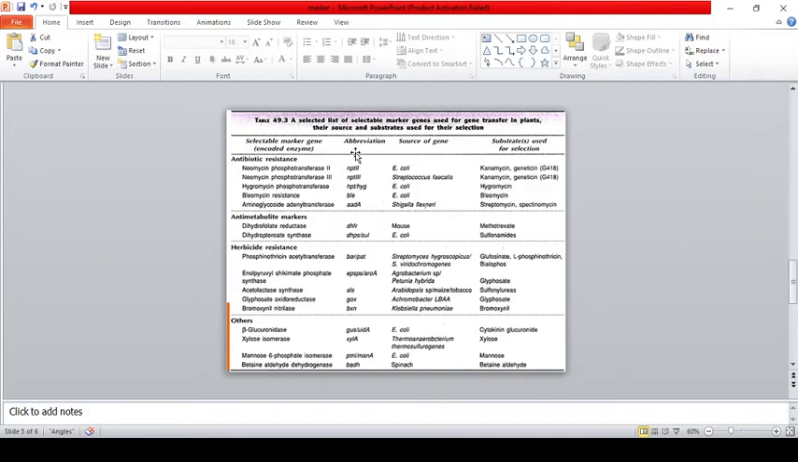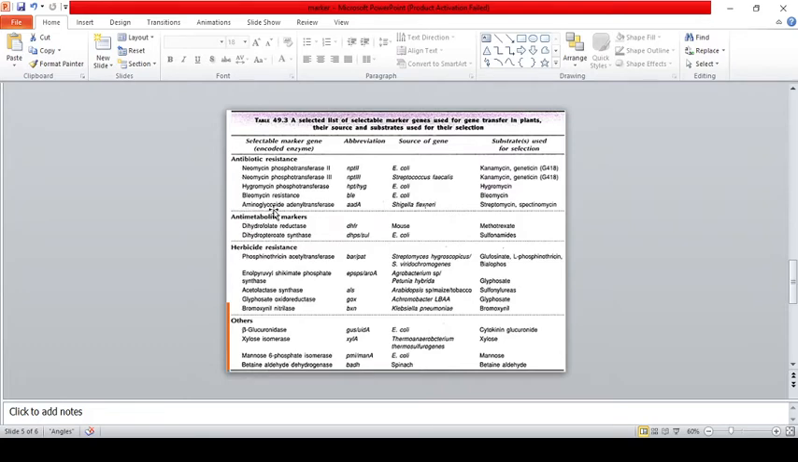I took this from the book Biotechnology by Satyanarayana. Here they have given a list of selectable marker genes that are used for gene transfer in plants. First thing is antibiotic resistance. From the name itself we can decide which substrate is used. In this table you can also see the source of the gene, that is, from which organism the selectable marker gene is taken.